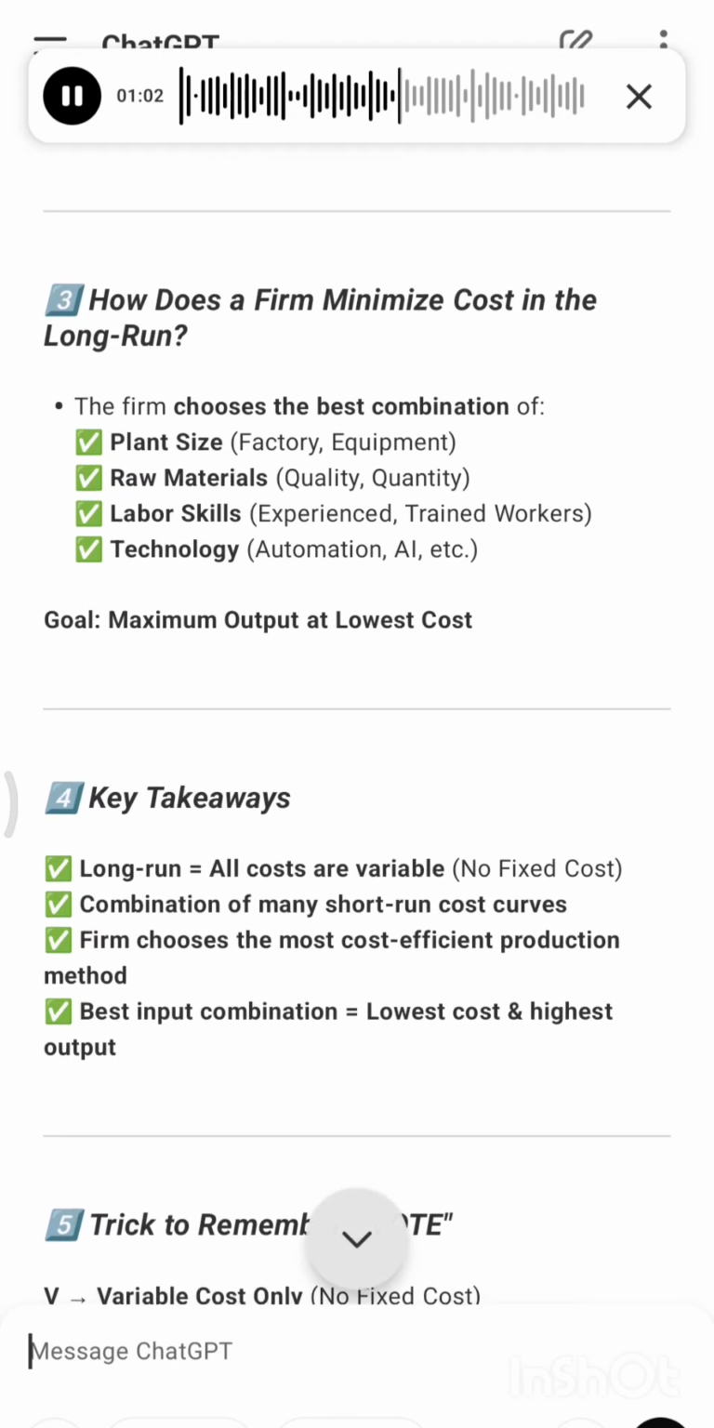3. How does a firm minimize cost in the long run? The firm chooses the best combination of plant size, factory equipment, raw materials, quality, quantity, labor skills, experienced trained workers, technology, automation, AI, etc. Goal: maximum output at lowest cost. 4 key takeaways. Long run means all costs are variable, no fixed cost. It is a combination of many short run cost curves. The firm chooses the most cost-efficient production method. Best input combination equals lowest cost and highest output.